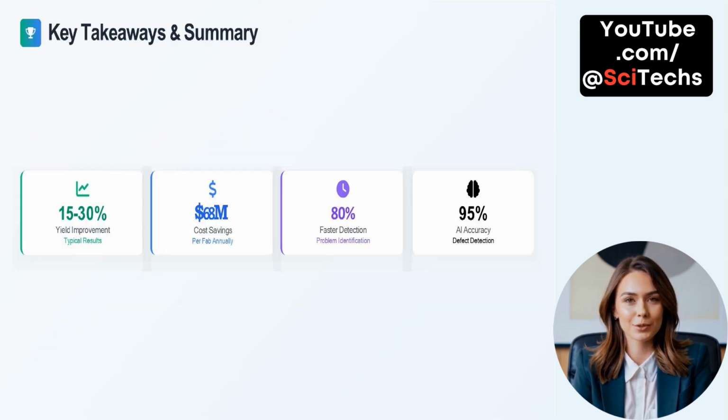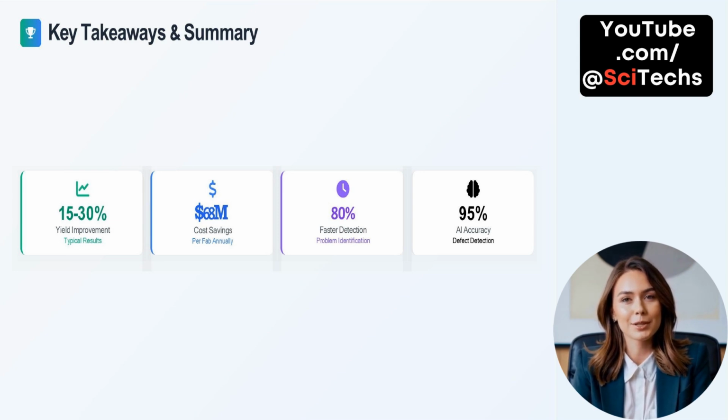Key takeaways and summary. The implementation of advanced semiconductor manufacturing technologies delivers measurable, high-impact results. One of the most significant outcomes is yield improvement, where fabs typically achieve a 15% to 30% increase in output efficiency. This directly translates to higher profitability and better resource utilization. In terms of financial performance, each fab can realize an impressive $68 million in annual cost savings. These savings stem from reduced waste, optimized process control, and lower rework rates.